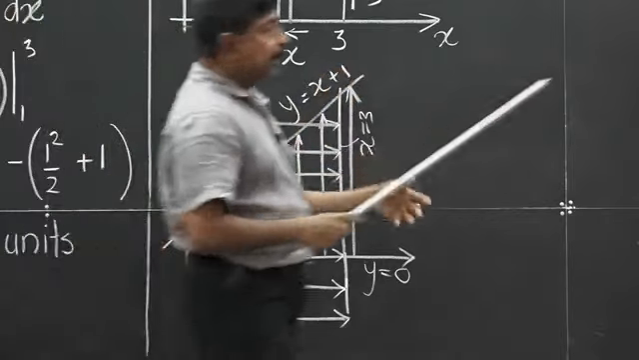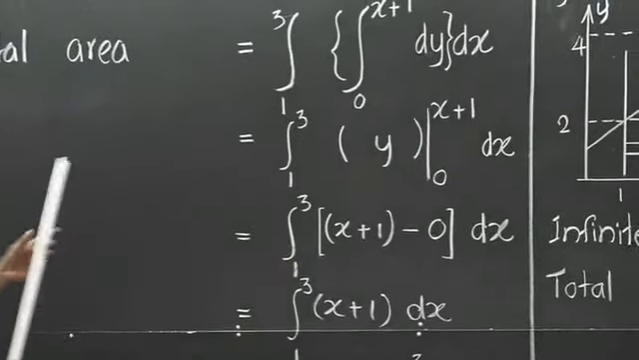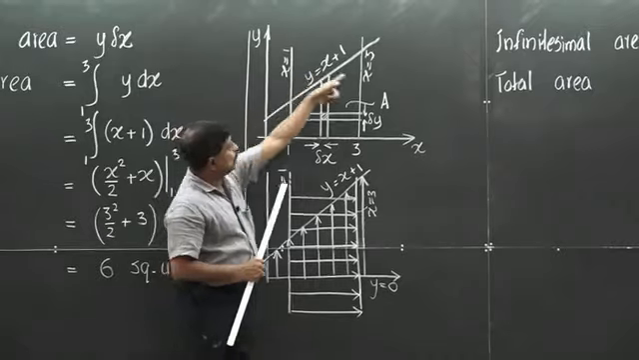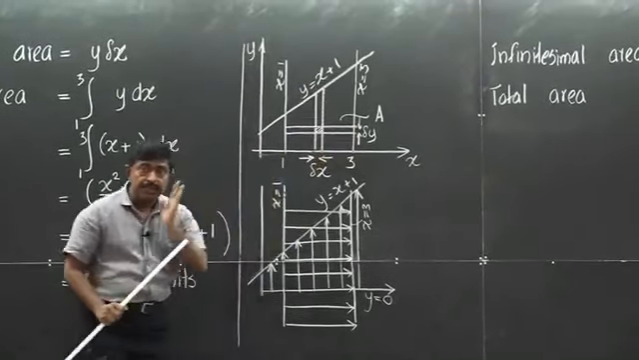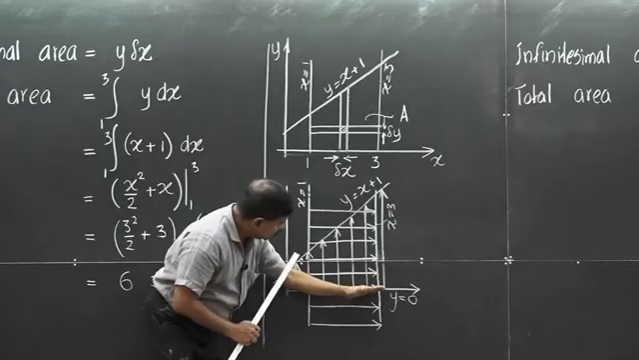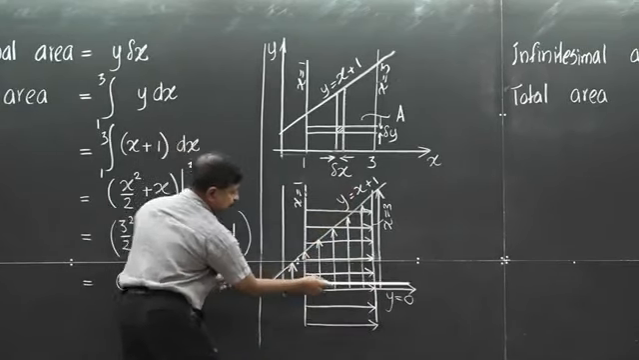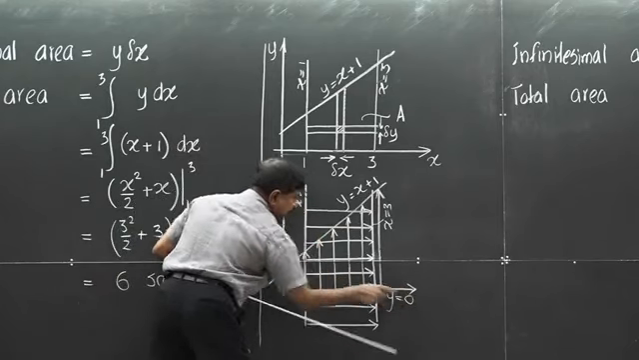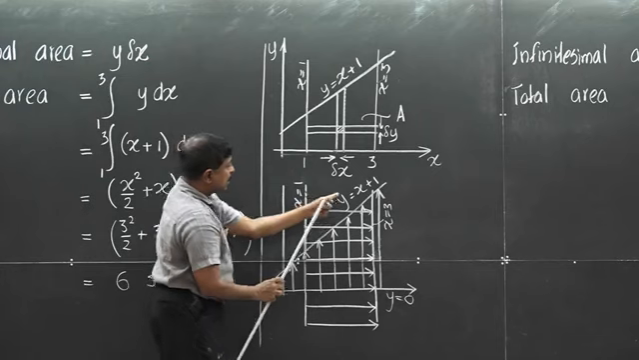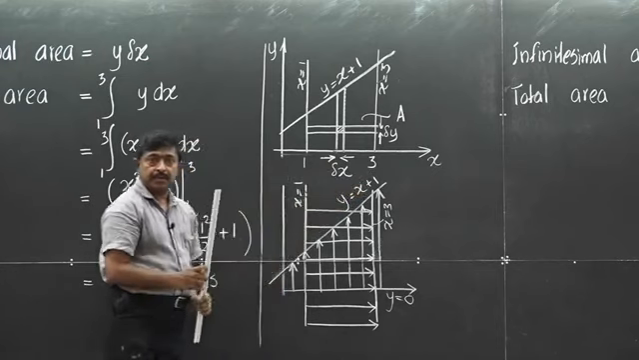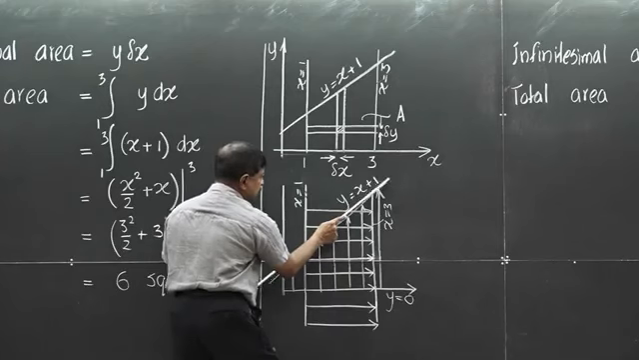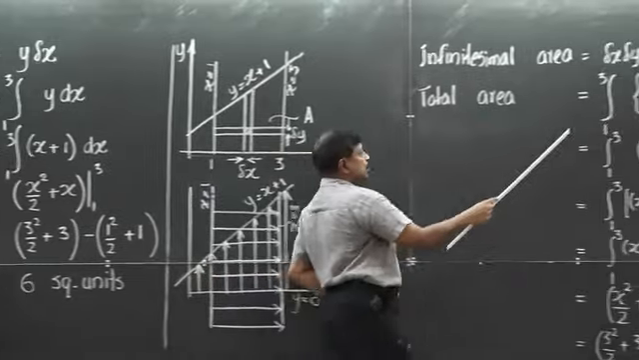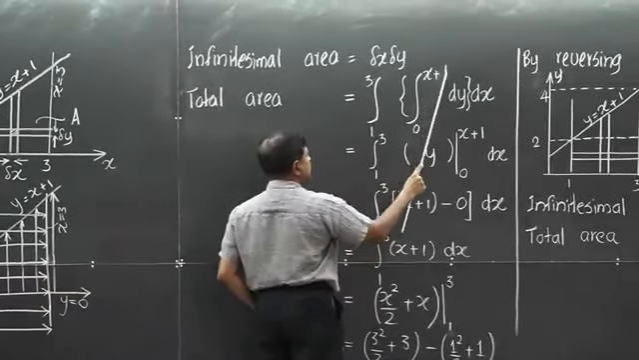Now, here we need to consider the limit of y. Now, in this diagram, we need to consider the area bounded by these 4 lines. Therefore, y goes from this value to this value. There is no specific value, right. Here the value of y is 0, but along this line the value of y is x plus 1, it is not a constant, right. Therefore, this is the lower limit, this is the upper limit. So, here lower limit should be 0, upper limit is x plus 1.